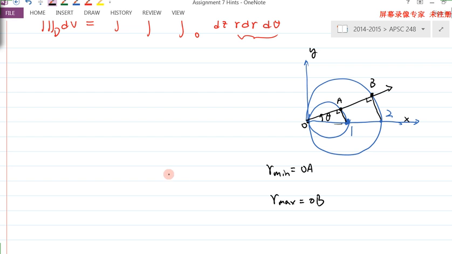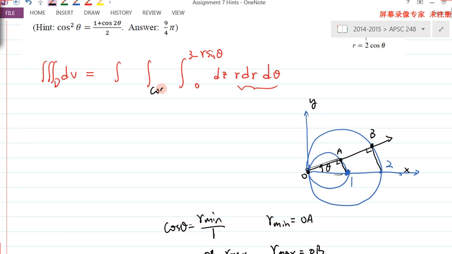So what does that mean? That means cosine theta equals R min, or OA over 1. So R min equals cosine theta. And the other one, cosine theta equals OB divided by 2, or R max divided by 2. So R max equals 2 cosine theta. So the limit is cosine theta to 2 cosine theta. Okay, so that's the R min, R max.